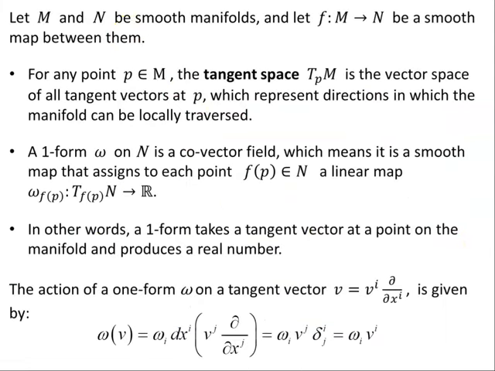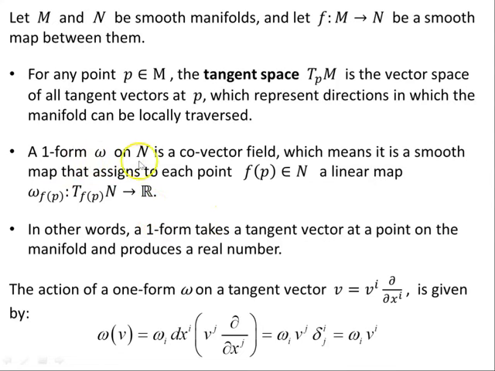All right, so let M and N be smooth manifolds, and let F be a smooth map from M to N. Smooth, so continuous, and no sharp turning points, no points where the gradient suddenly changes sign. For any point P belonging to M, the tangent space TPM is the vector space of all tangent vectors at P, which represent directions in which the manifold can be locally traversed. So just a bit of revision there of tangent space.